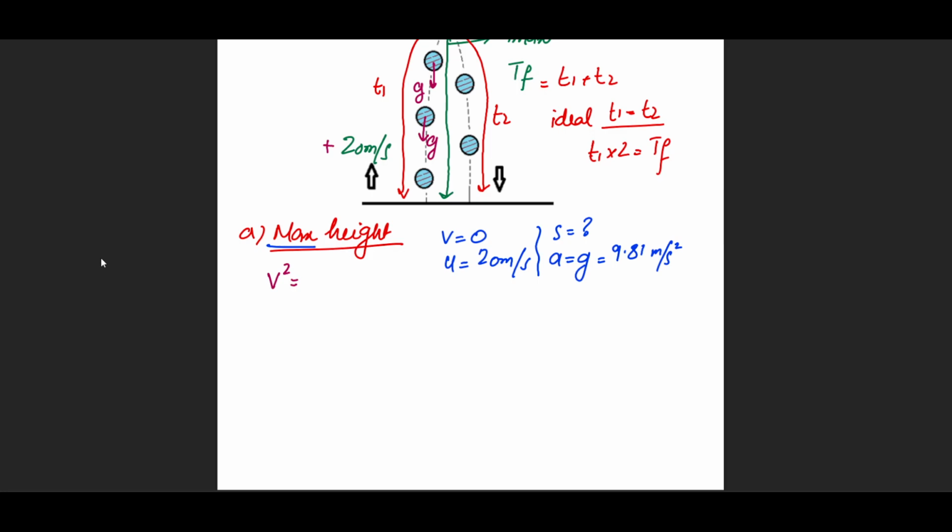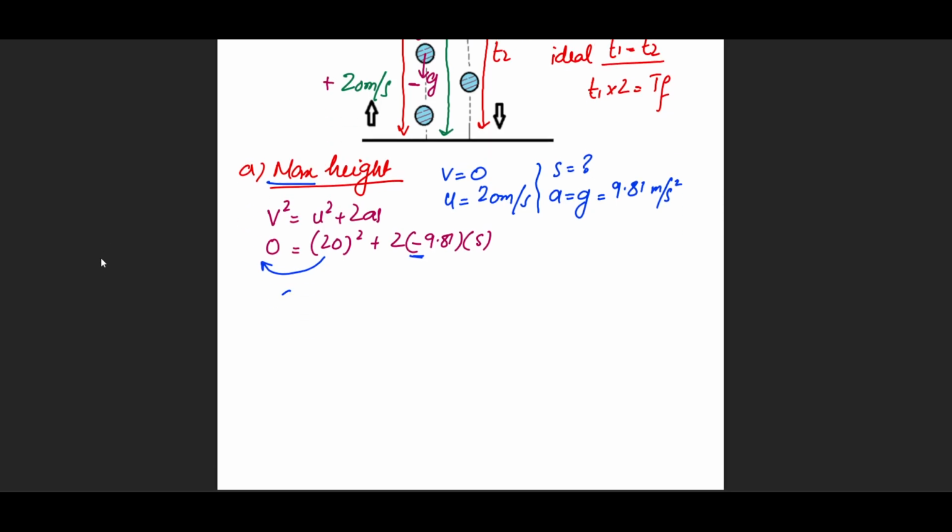So V square is equal to U square plus 2AS. So V is 0, the final speed going up, and the initial speed was 20 whole square plus 2. Now since the direction of gravitational acceleration is downwards, I'll have to put in a negative sign to compensate for the direction, and S is going to come as it is. Now, sometimes you may get confused about what's going to happen with this negative sign. You see, this is going to come to this side and become negative again. So that negative will be balanced by this negative. So the whole equation basically is going to become positive at the end of the day.